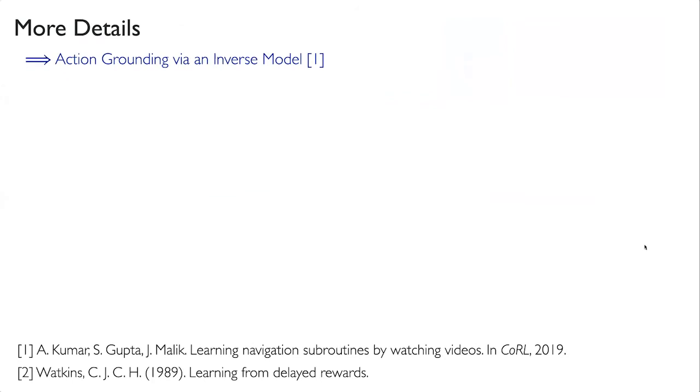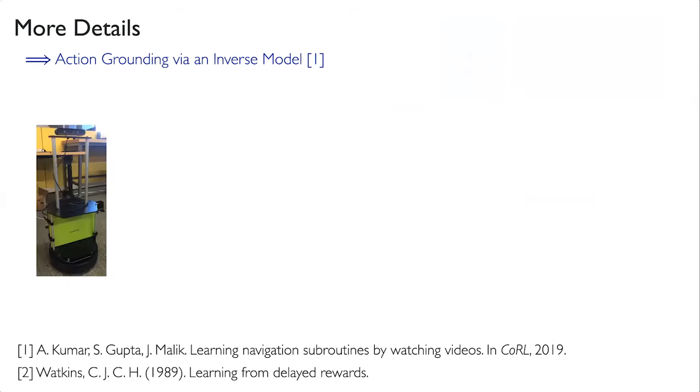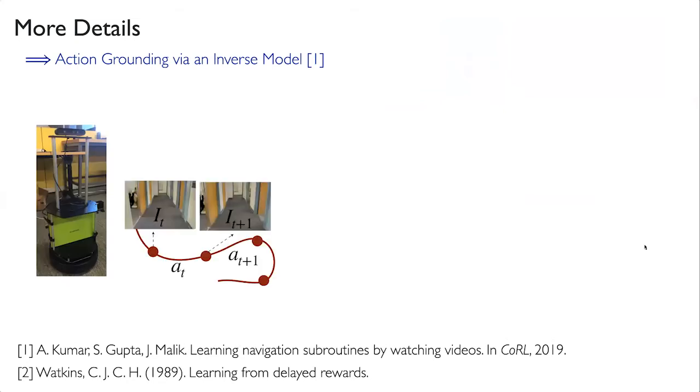I mentioned this thing called an inverse model. What is an inverse model? You can build an inverse model as simply as this: you take a robot and let it interact with the world. You just let it execute random actions. It collects data of this form: image I_t, action a_t, image I_t+1, and so forth. From this data, you can train an inverse model, which looks at the two frames and tries to predict what action the robot took in between those two frames.